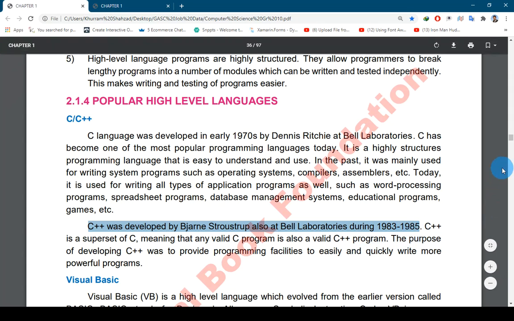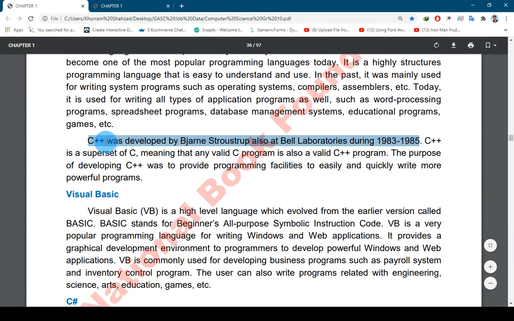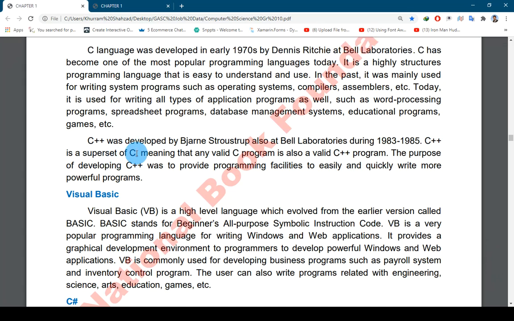This line is also most important because it will be in your examination. C++ was developed by Bjorn Stroustrup at Bell Laboratories during 1983 to 1985. C++ is the superset. Superset means it has all the features of C and some more features which do not exist in C language. So C++ is the superset of C language, meaning that any valid C program is also a valid C++ program. Any program written in C language will be executed in C++ also.